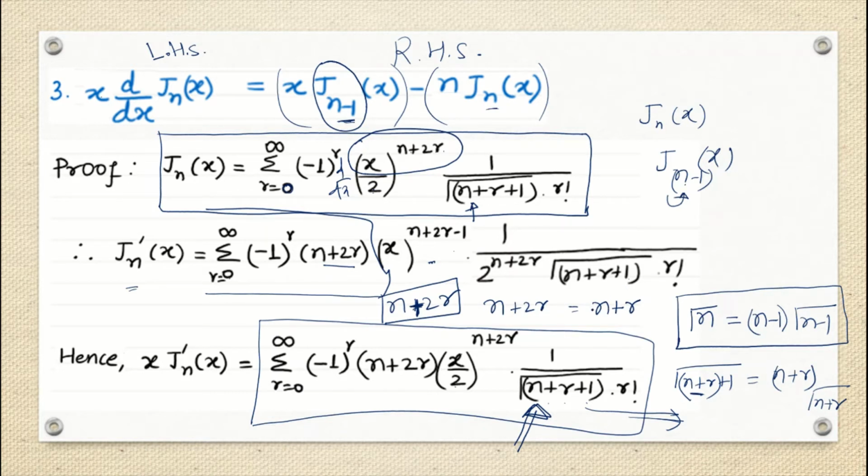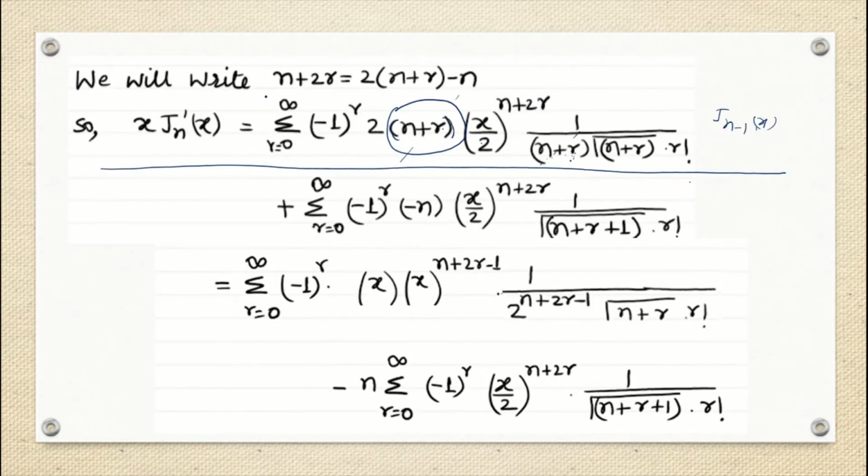If we write down 2n plus 2r, right? If I take the common, 2n plus 2r and then minus n will be nothing but n plus 2r, right? And this minus n, we have here minus n also, right? Because of that only we have written that we are going to write n plus 2r in terms of 2n plus r minus n.